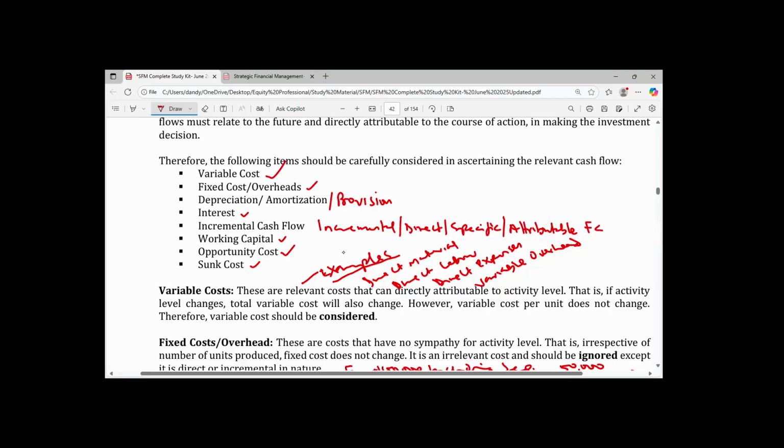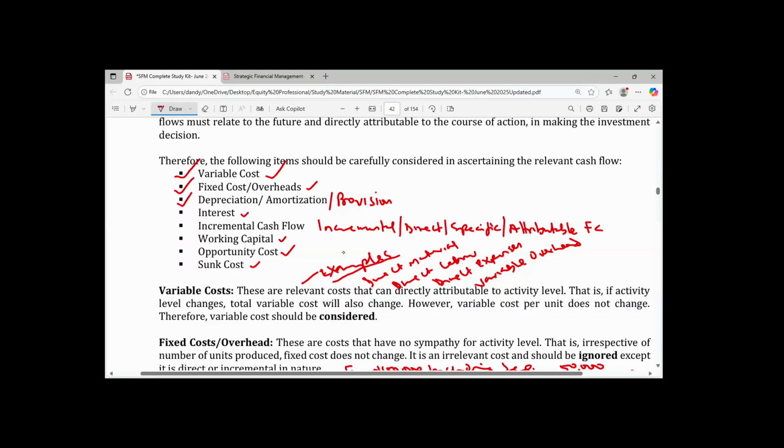In summary, I said when you see variable cost in a question, you must consider it because they are relevant. When you see fixed cost in a question, ignore it. Fixed cost is not relevant except it is incremental in nature. Then third, if you are given depreciation, amortization, or provision, they are notional costs. They are not cash flow. Therefore, you must ignore depreciation.